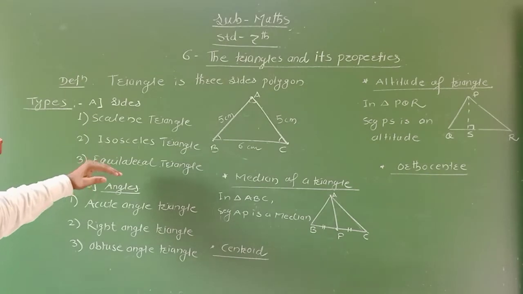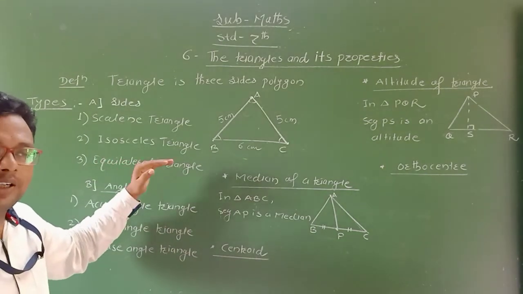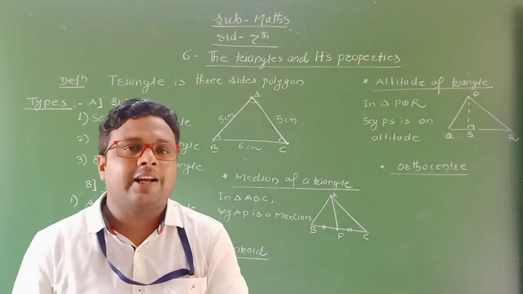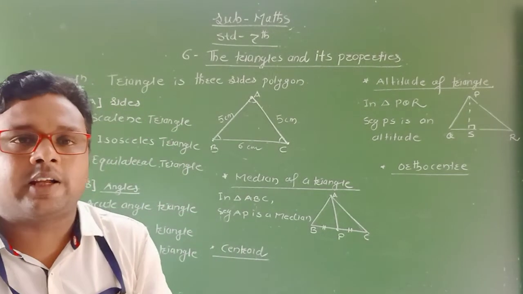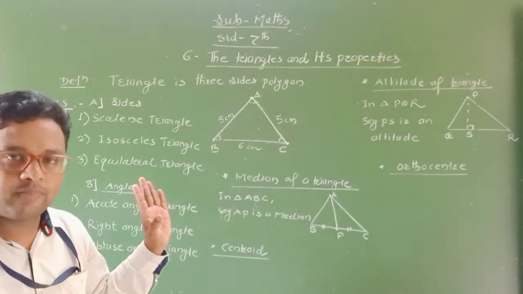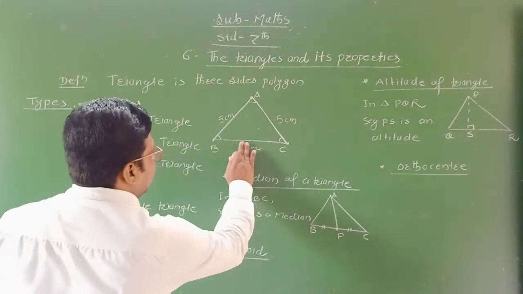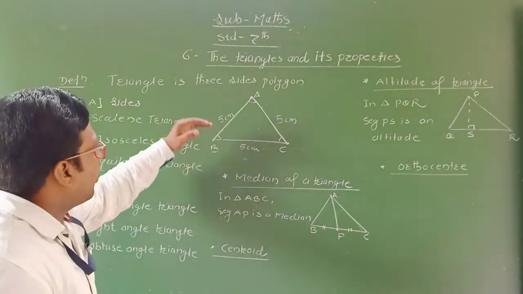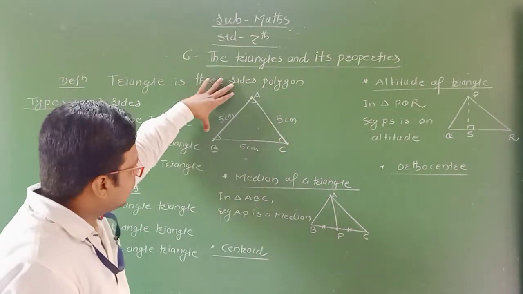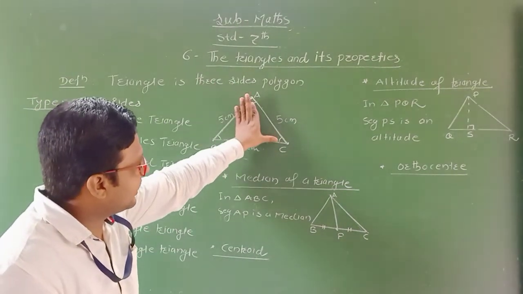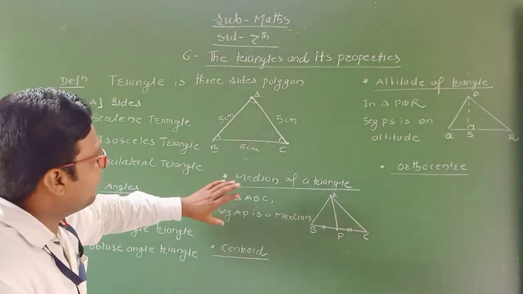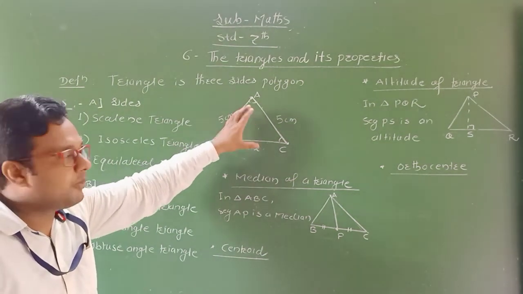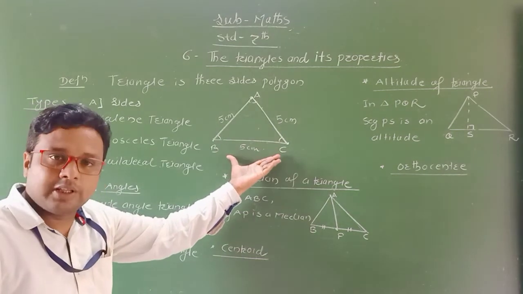Then third type is equilateral triangle. The triangle in which all the three sides are equal, then that triangle is called the equilateral triangle according to their sides. Okay. Now in triangle ABC, all the sides are equal in length, that is AB is equal to 5 cm, BC is equal to 5 cm, AC is equal to 5 cm. Then we can call this triangle an equilateral triangle. Okay, because all the sides of the triangle are equal here.